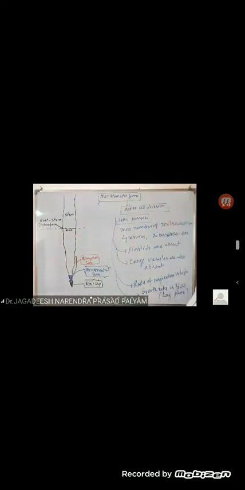Auxins are synthesized in the root meristem, not in the root cap.